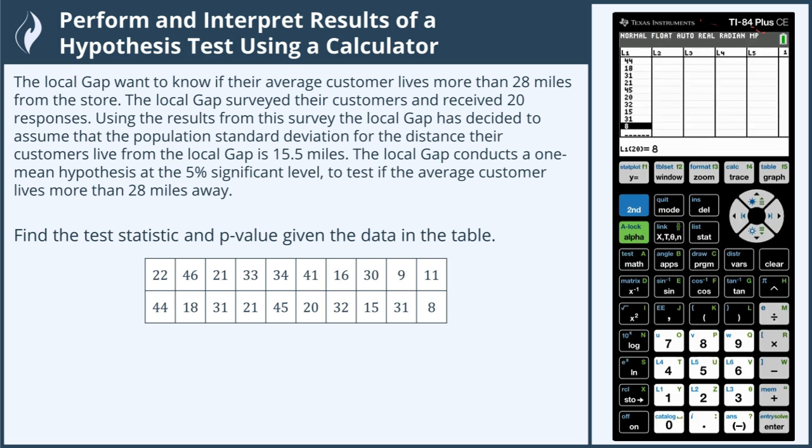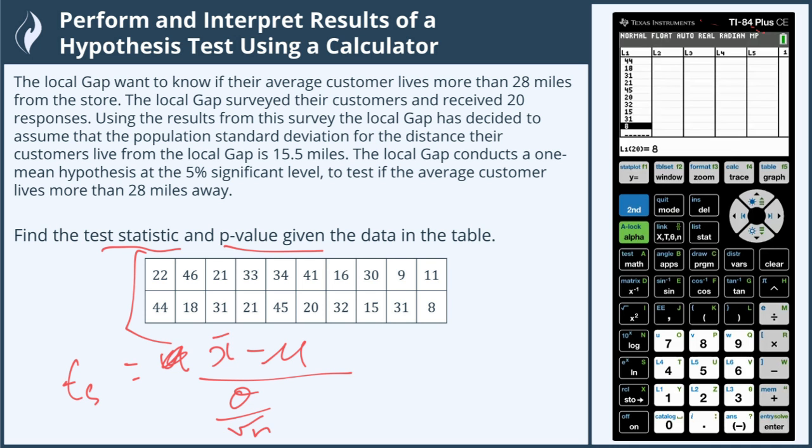Now, in this section of the question, we want to find out what the test statistic and the p-value is given these values in the table. So the first thing we need to do is write out our equation. Well, the test statistic equation states that the sample mean minus the population mean all over the standard deviation divided by the square root of the sample size.